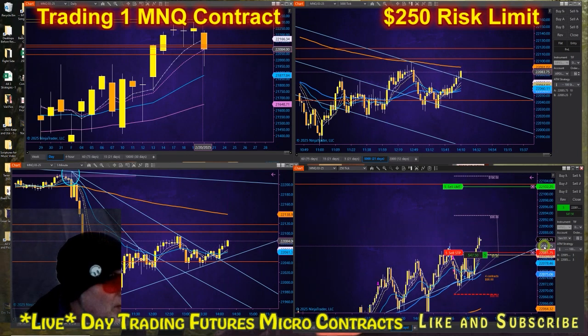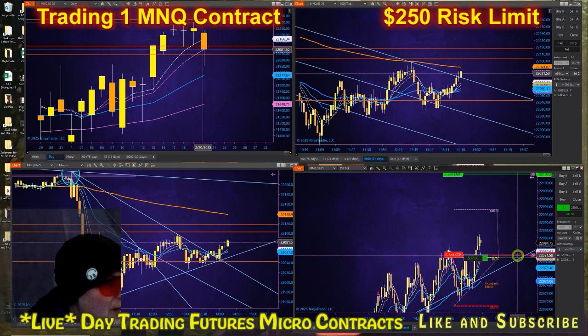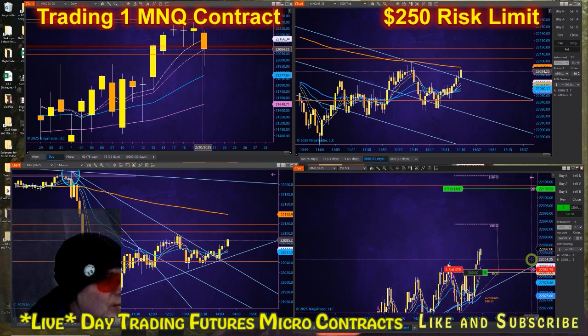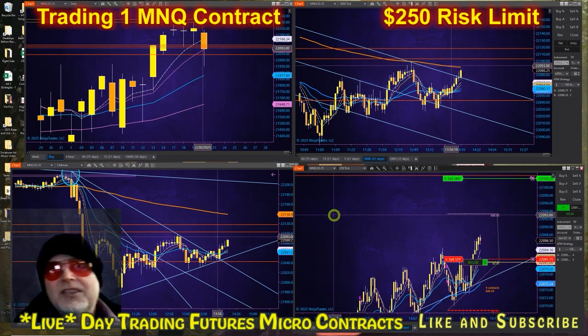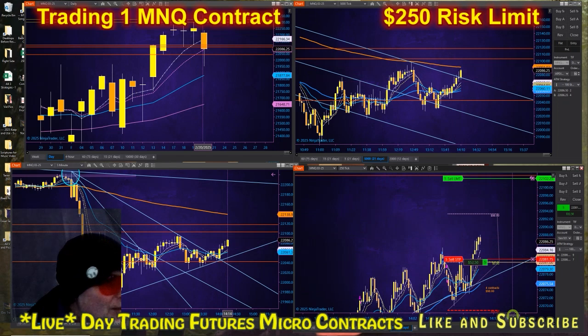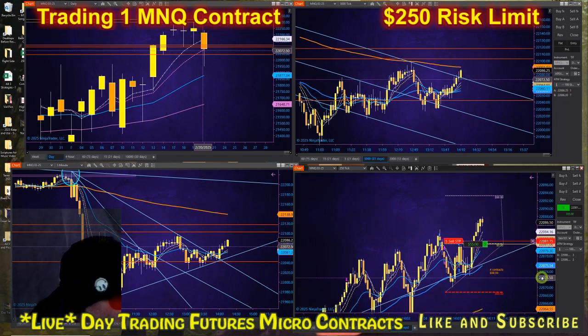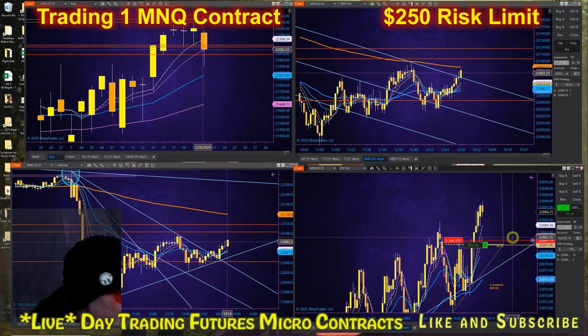Keep going, keep going. This is why I want to take my profits when they come, because sometimes you're just making your money back from your losses, and psychologically it's tough. But I think I'm going to trail this candle by candle. If it keeps going, hopefully it'll keep going. I'm going to get something out of it.